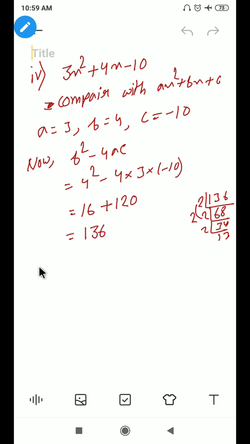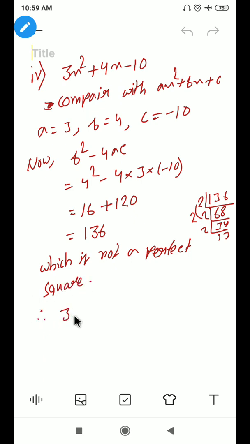So right here, 136 is not a perfect square. Therefore 3x square plus 4x minus 10 is not factorizable. Clear? Now go to the next type of problem.